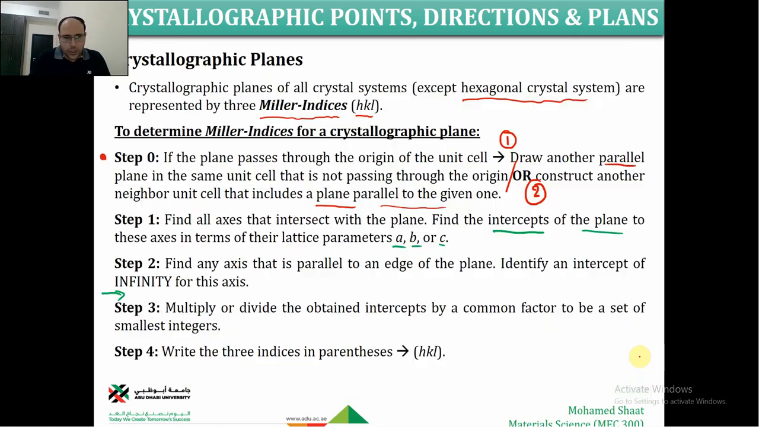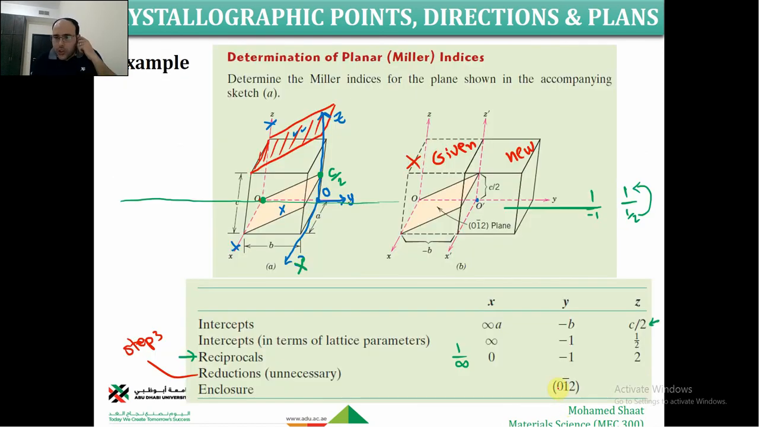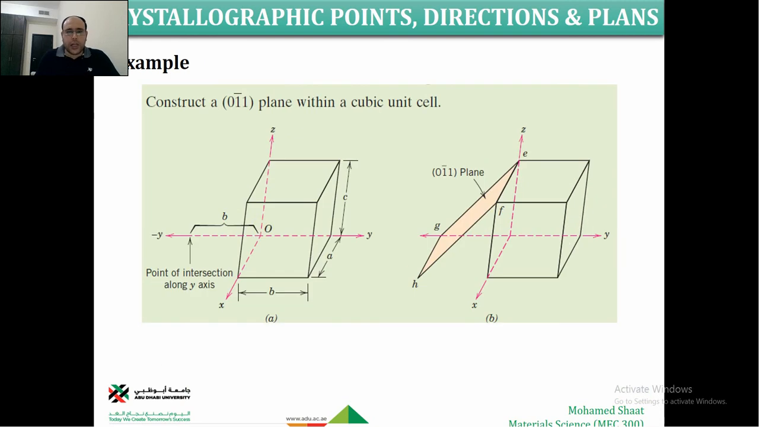So the last step, step 4, is just to enclose all the 3 indices that we got in parentheses, circular brackets, as already given here. Don't use square brackets. If you use square brackets, this is going to indicate the direction, while here we are talking about a plane. The plane should be enclosed in parentheses. This gives the crystallographic plane, or the Miller indices for this plane. Make sense? So let us consider another example here.